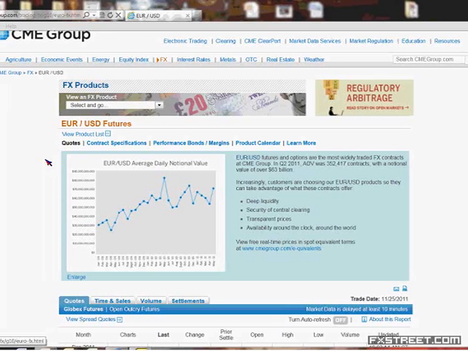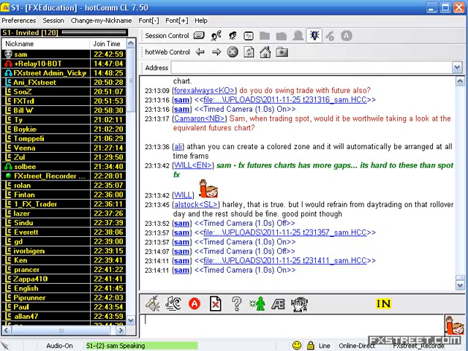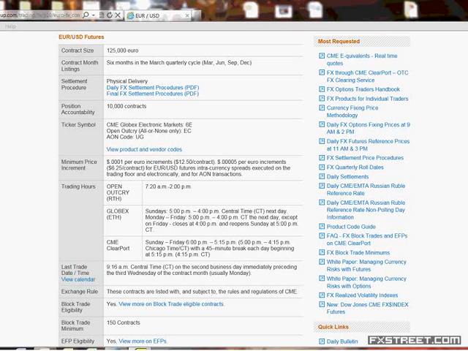Okay, so when you get to this page, here's where you see contract specifications. That's where you want to go. Now let's walk through this information here. And I think you'll really understand this. Okay. These are great markets.